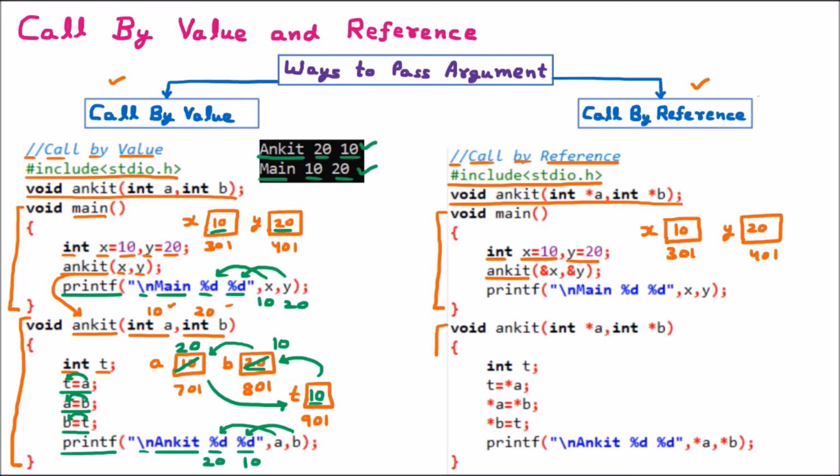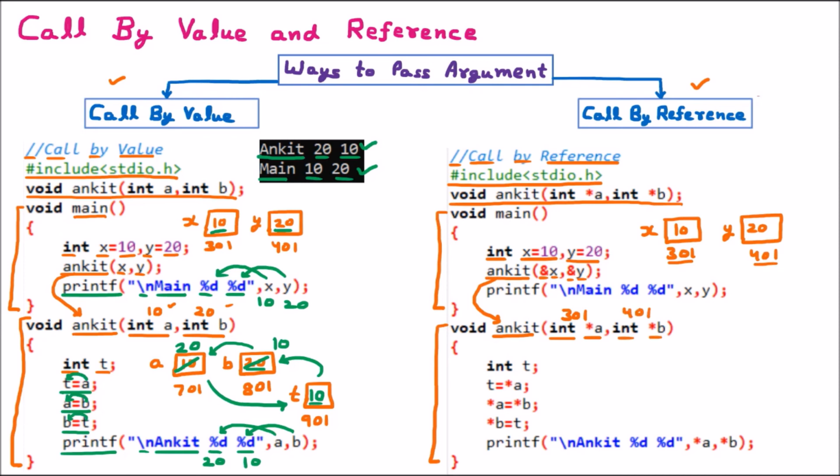So here we have a function. The name is Ankit, so that function will be called. And here we are passing the address of x, so we need a pointer. So here we have int *a. So a is the pointer. Address of x is passed, so here 301 is passed and a has address 301. And address of y is passed, so here 401 will be captured by pointer b.